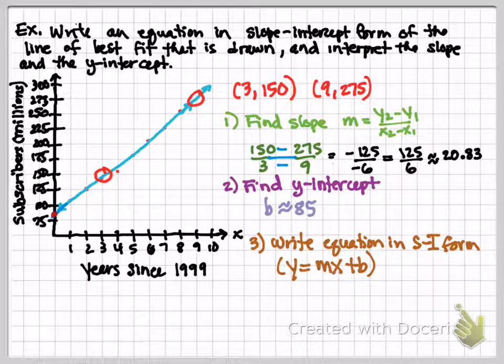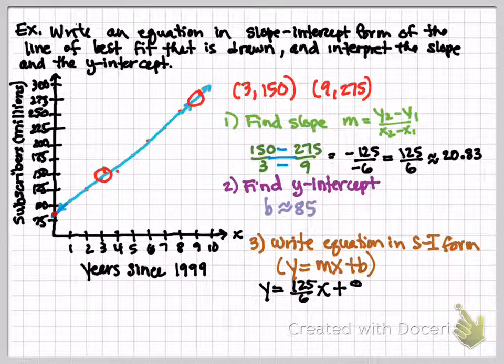So that equation looks like y equals 125 sixths x plus 85, or using that 20.83, you could say y equals 20.83x plus 85. Okay, so now we have to get to an interpretation of what this means.